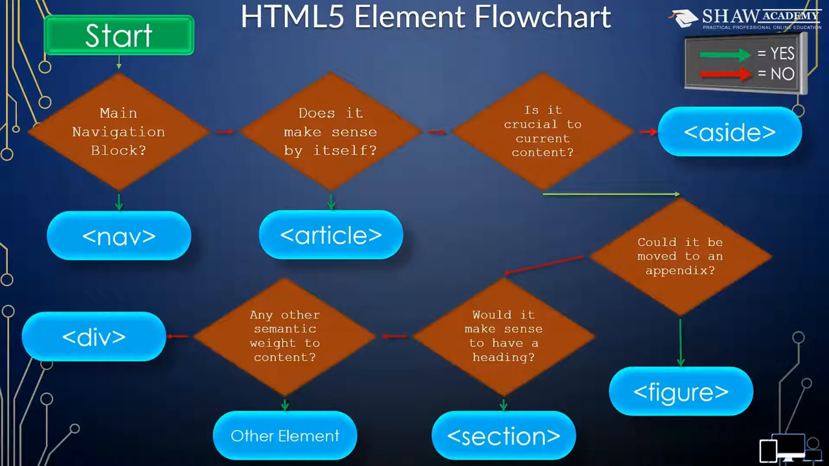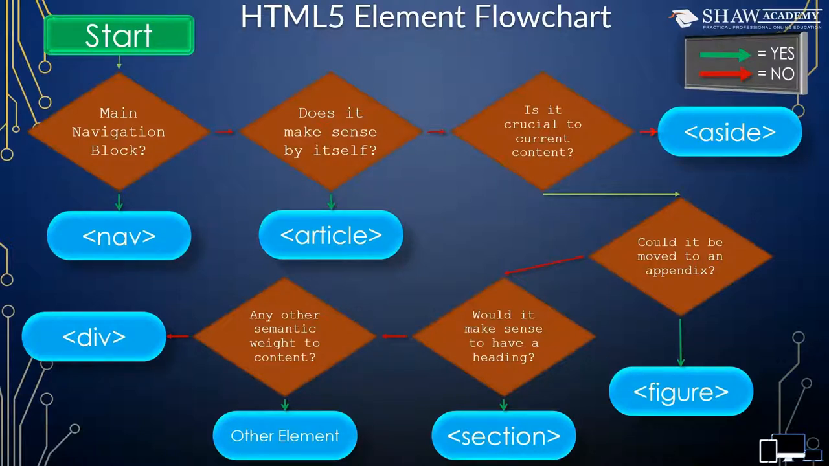Articles do not always go inside sections. No, articles don't have to go inside sections. Articles can be inside sections, and sections can be inside articles. Now, here's the thing, guys: there is a debate on the internet on how to use articles and sections. What I just told you is the most common way we use articles and sections. Does it make sense by itself? Then you can use an article. Would it make sense to have a heading? You can use a section.